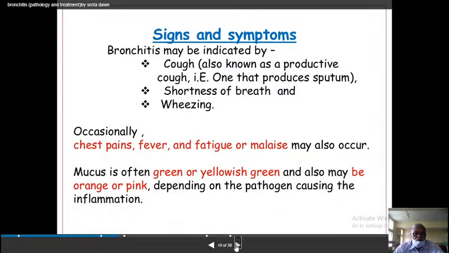Then the signs and symptoms. Bronchitis may be indicated by cough, also known as productive cough. They have shortness of breath and wheezing. Occasionally chest pains, fever, fatigue or malaise may also occur. Mucus is often green or yellowish green in color and may also be orange or pink depending on the pathogen causing the inflammation, and the severity of inflammation is also important.